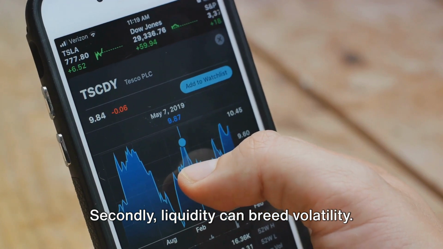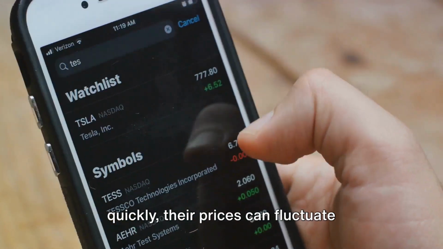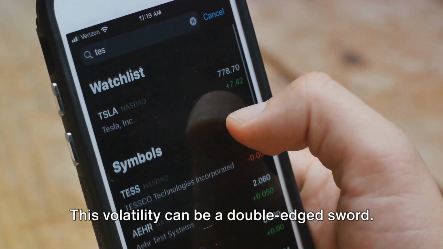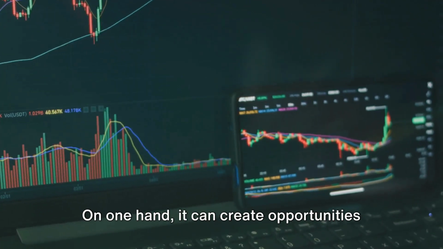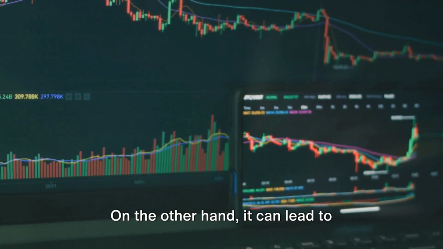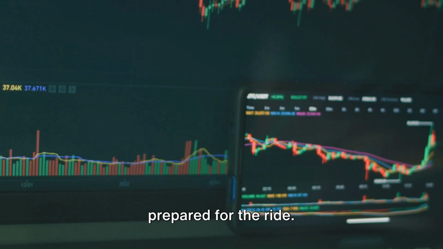Secondly, liquidity can breed volatility. When assets can be bought and sold quickly, their prices can fluctuate wildly, especially in times of economic uncertainty. This volatility can be a double-edged sword. On one hand, it can create opportunities for savvy investors to profit from price swings. On the other hand, it can lead to significant losses for those who aren't prepared for the ride.